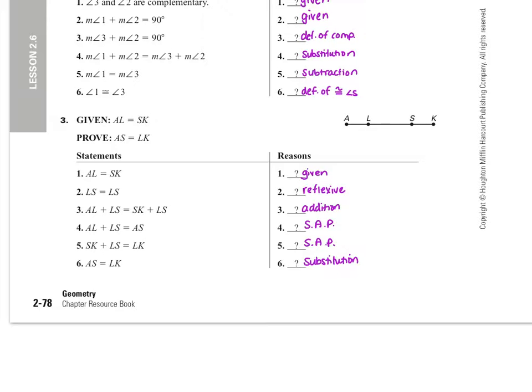3, first step is given. Anything equals itself is reflexive. Added LS to both sides, that's addition. The whole equals the sum of its parts would be segment addition postulate. And then substitution for the last step. So this is just like the one from the warm-up.